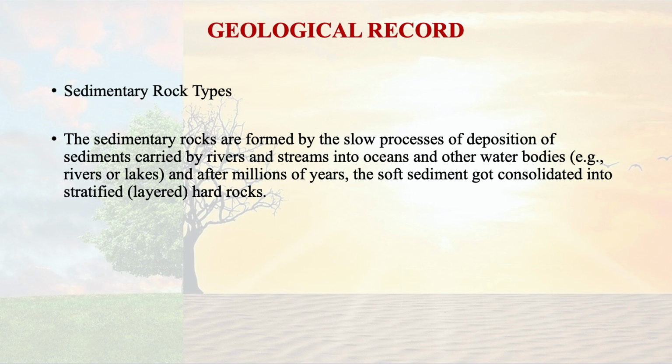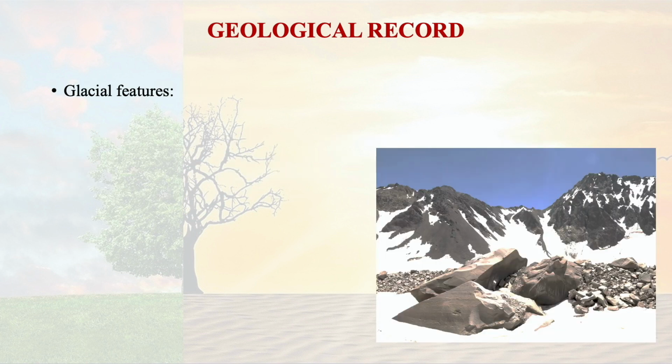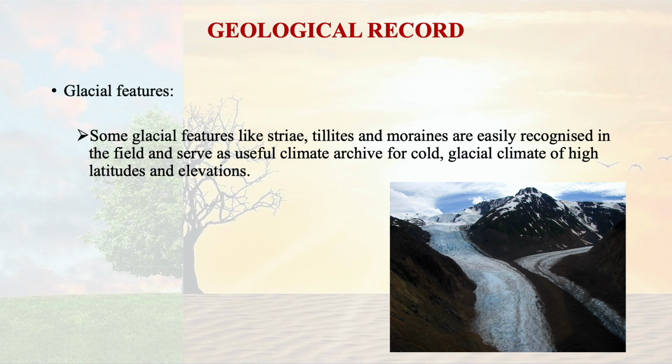So in that way, this kind of stratified rocks can provide us a lot of information about the climatic conditions. The next one, as far as the records are concerned, is the glacial features. The glacial features are very interesting. When you talk about glacial depositions, it's wonderful to see, whether it's a moraine or a drumlin or tillites. It's a wonderful feature to look at.